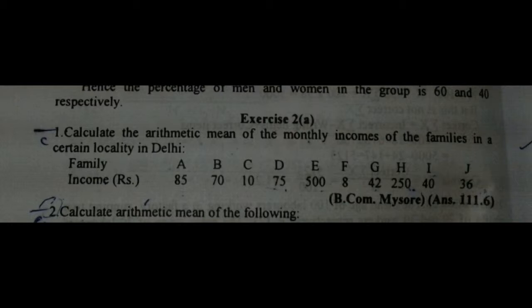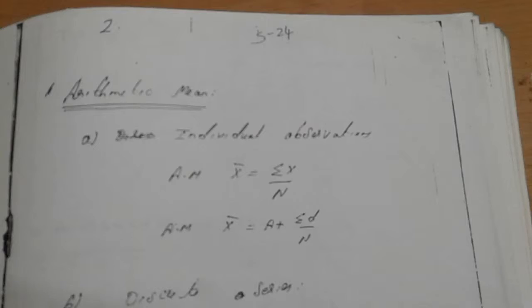Calculate the arithmetic mean of the monthly incomes of the families in a certain locality in Delhi. Families A, B, C, D, E, F, G, H, I, J, and the incomes are 85, 70, 10, 75, 500, 8, 42, 250, 40, and 36. So let's solve this by the individual series with the following form.